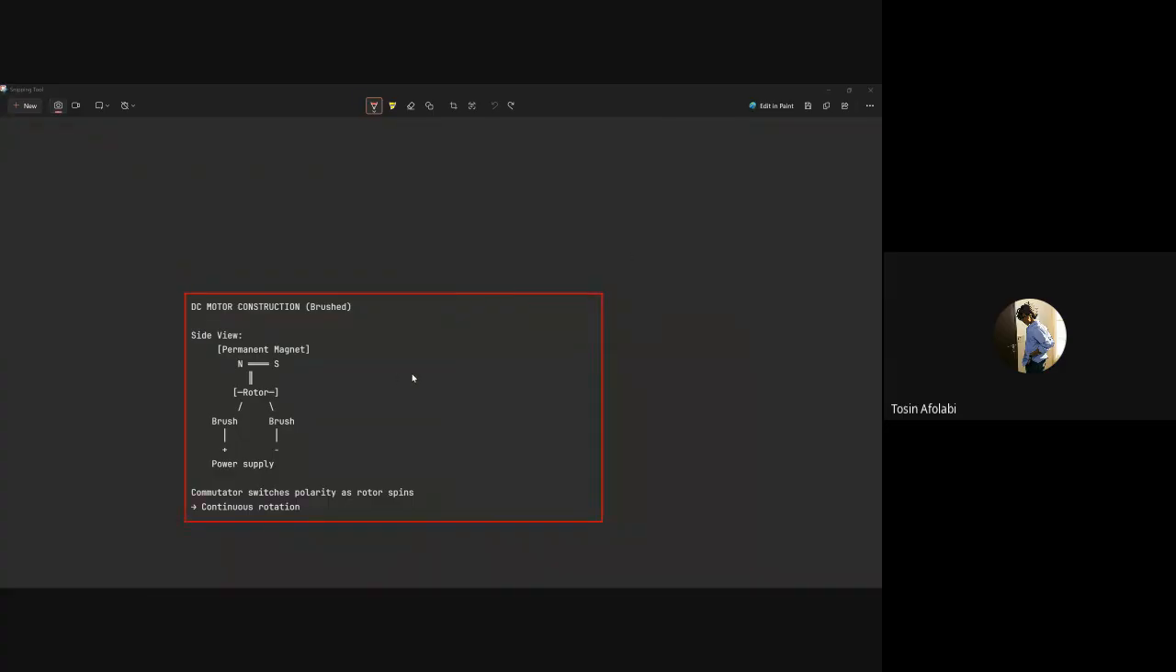DC motor. So this is the side view of the DC motor, right? And for those that do mechanical engineering, this is going to be something that is not relatively new to us. So we have the permanent magnets, north and south poles around. Those are the ones that are always at the end.